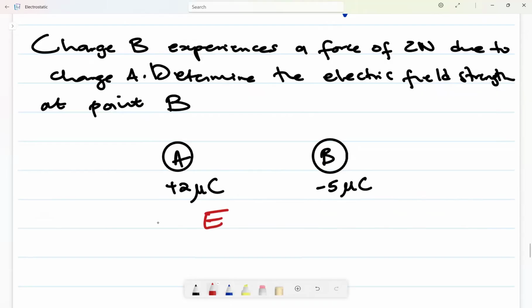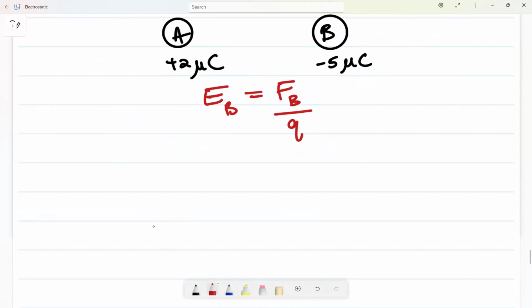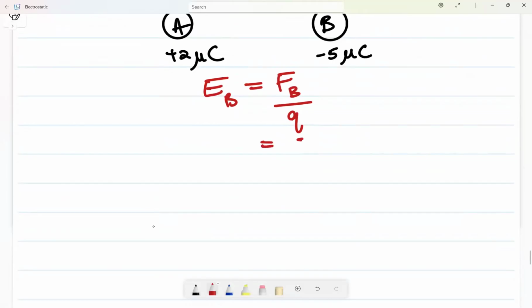So E is equal to force divided by q. You can just make it small q. This will be the electric field of B due to the force that B experiences. The force is 2 newtons, and the charge is 5 times 10 to the power of negative 6. Do not include the negative sign in this formula. Therefore, we get 4 times 10 to the power of 5 newtons per coulomb.